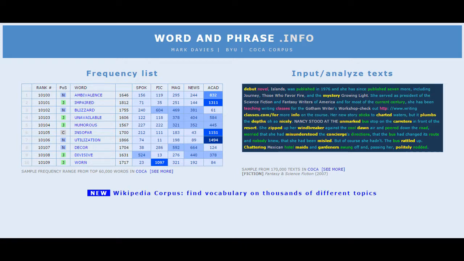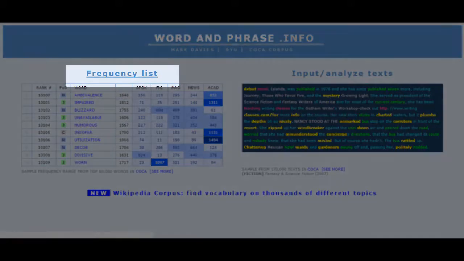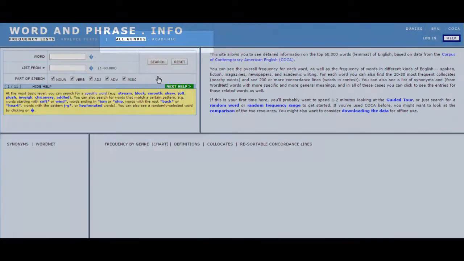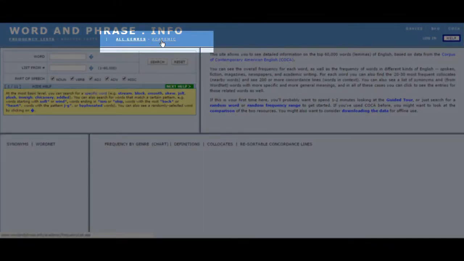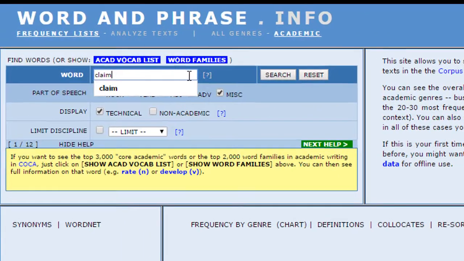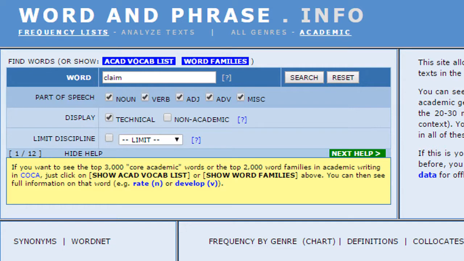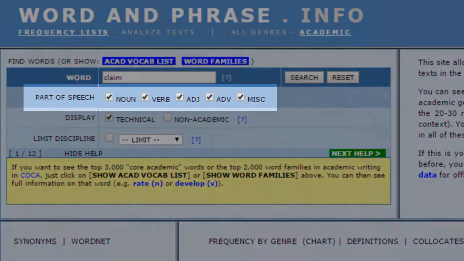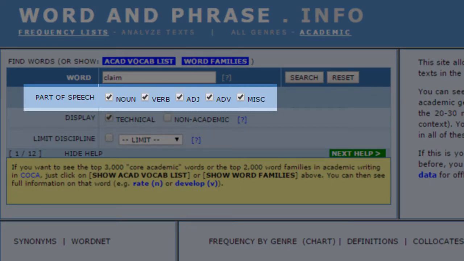This time, I am in the subset of the Corpus of Contemporary American English, the word and phrase info, that focuses on academic English. My question this time is about how often the verb "claim" appears in different fields of study and if there are synonyms for this verb. I type in the word "claim" here. I can also decide if I want to look at this in all parts of speech, or just when it is used as a noun or a verb or an adjective or an adverb.